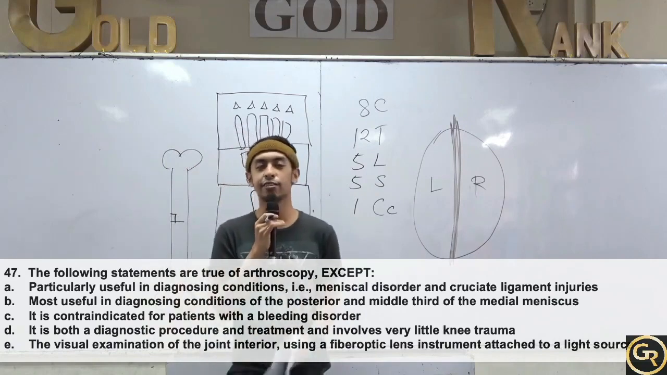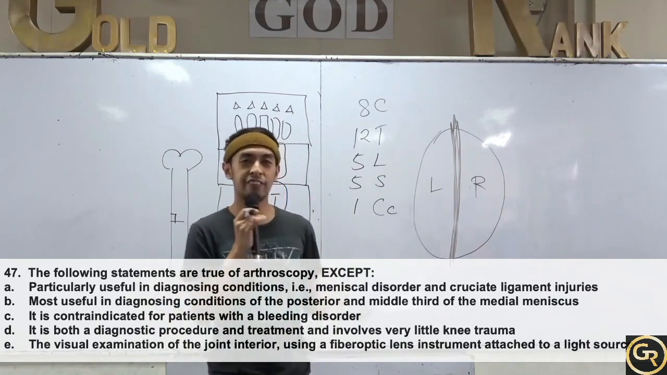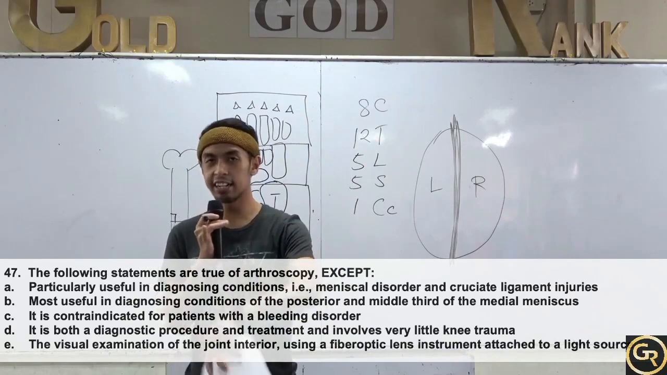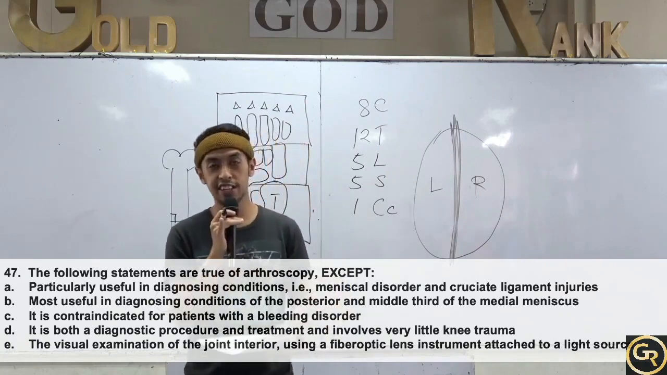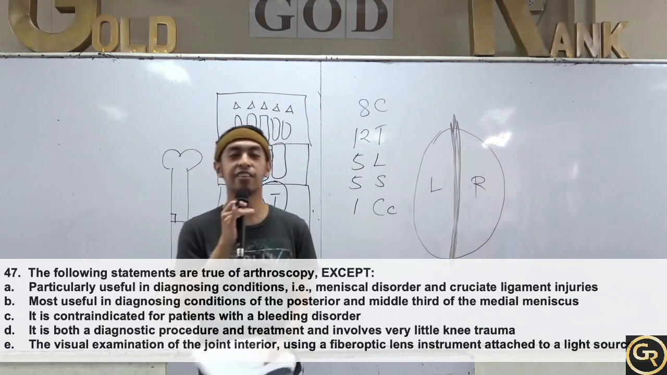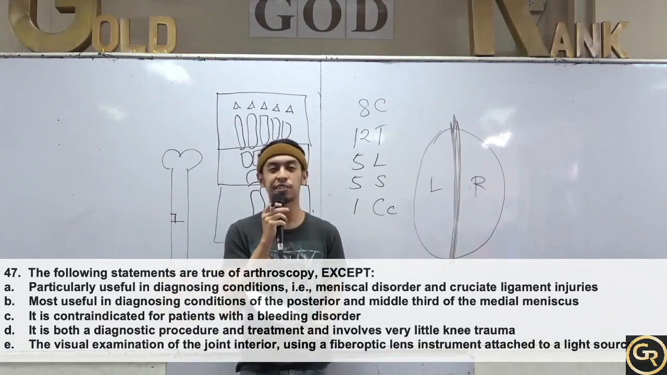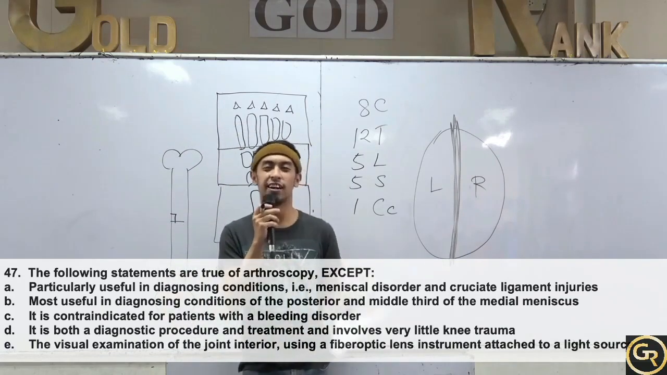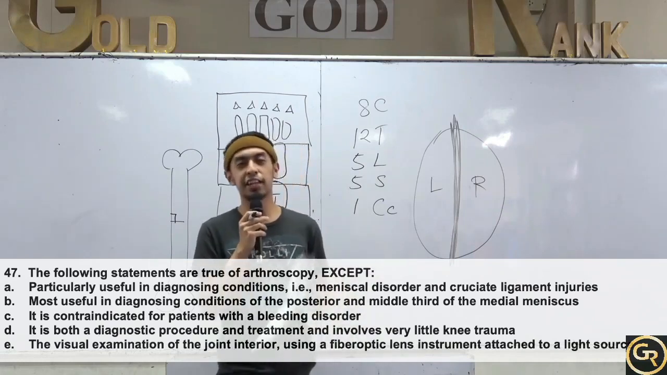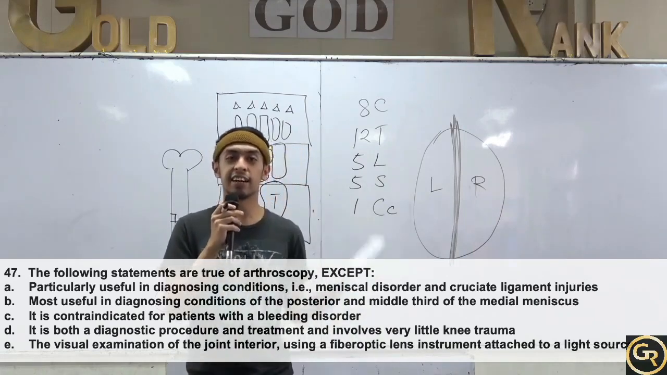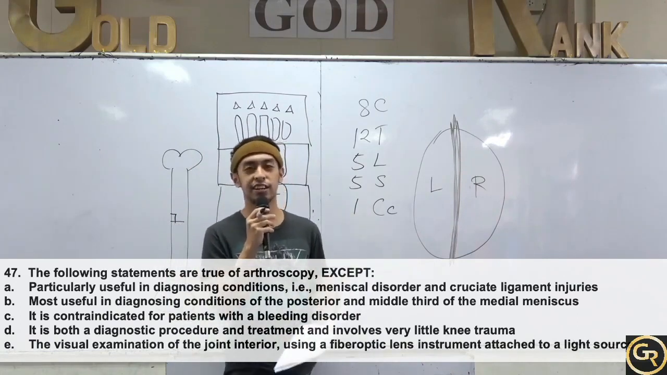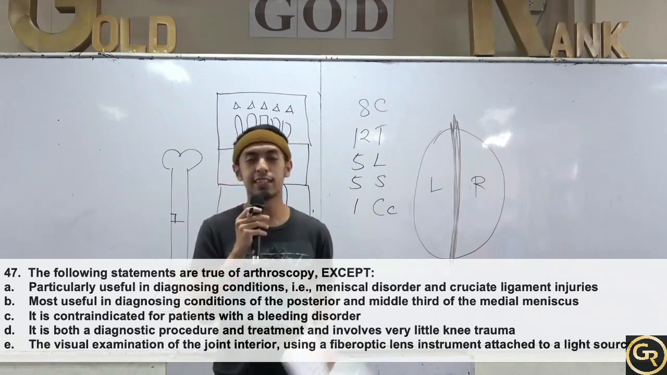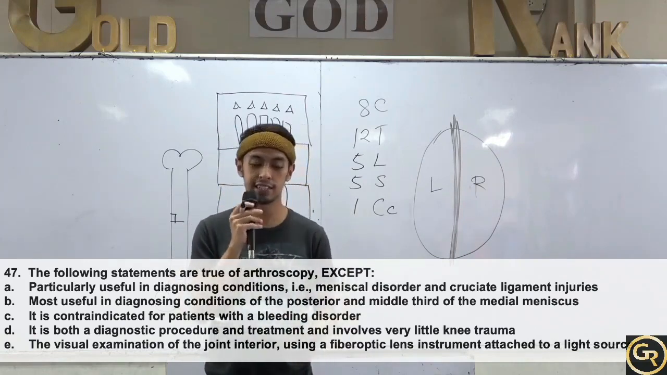Your inside-out technique. But if you're performing an outside-in technique of arthroscopy, the structures that would be most useful for diagnosing would be the anterior third and the middle third of the medial meniscus. They are different. But, considering that there is a technique in arthroscopy that would be useful to view your posterior third and middle third of the medial meniscus, we can still consider this as a correct statement.